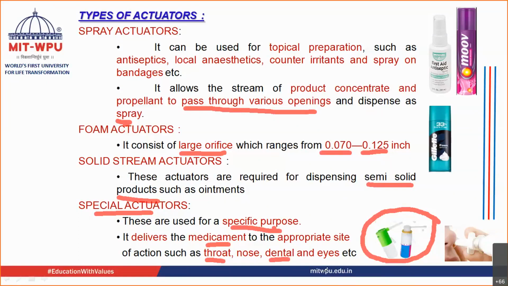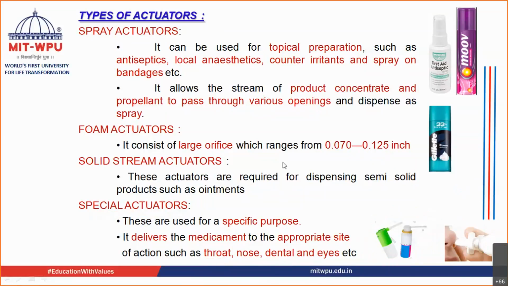So of your dental area. Those are nothing but achieved by your special actuators. That is the dental actuator. Or when the medicament is given inside the nose, as you see over here, at that time also you have to use a special kind of actuator. So this is the special kind of actuator that is used in order to deliver the medicament inside the nose. Or in case of the eyes also you have to use special actuators. So these are the different types of actuators that are used.